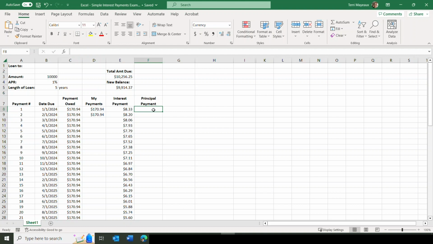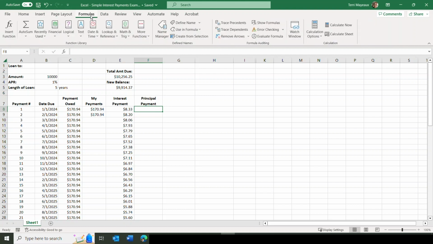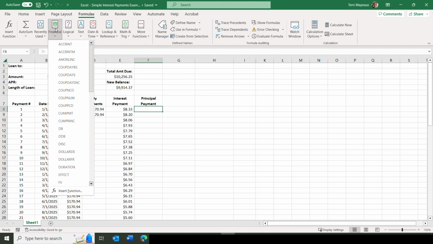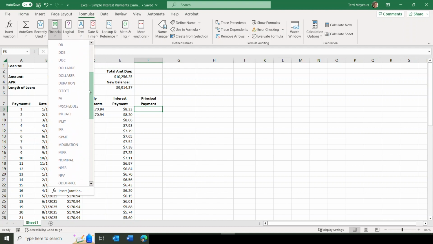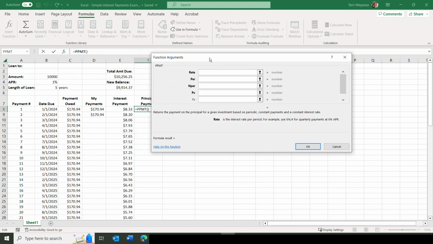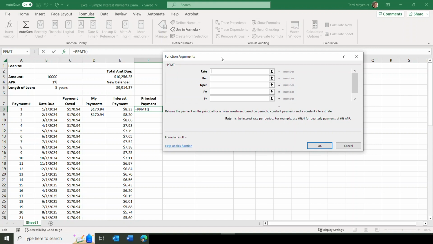And the principal payment function is very similar to the interest payment function. So we're going to go back to Formulas above the ribbon, click on that, go to Financial and click on Financial so that we can get the drop down, and we're going to look for PPMT, for principal payment. And it asks exactly those same questions as interest payment did. So what is the rate? Well, the rate is B4 divided by 12 because we are paying monthly.